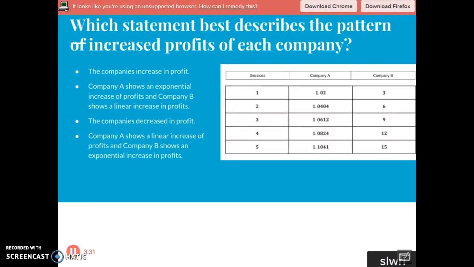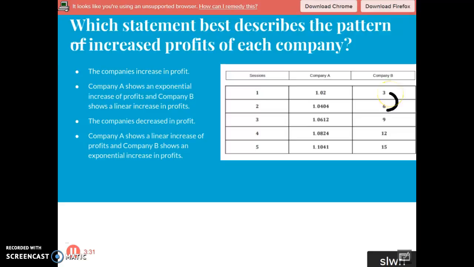The next question here says, which statement best describes the pattern of increase for each company? So we have a table here where the increase of each company is different. We're not comparing which one is better. In this case, they both have an increase of profit because this is going up and this one's increasing. So that's not the issue. We're trying to compare these two companies.